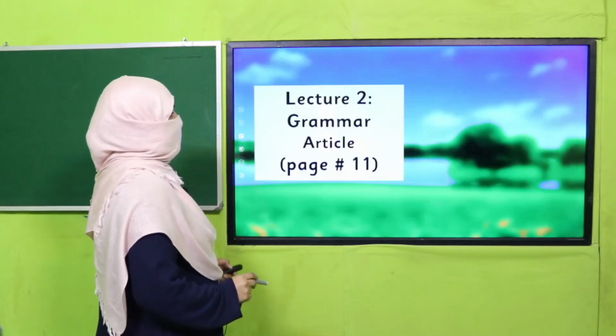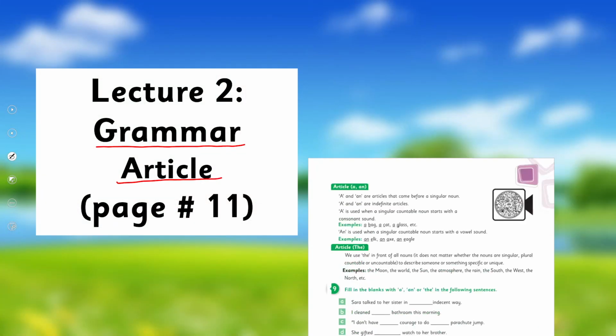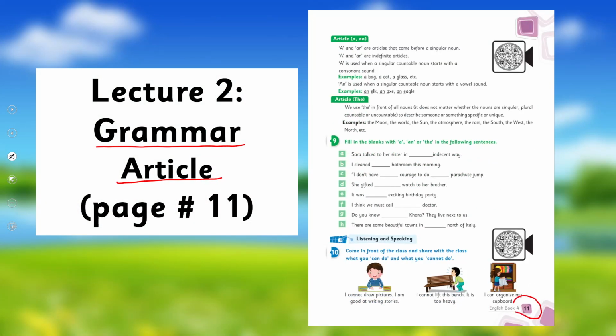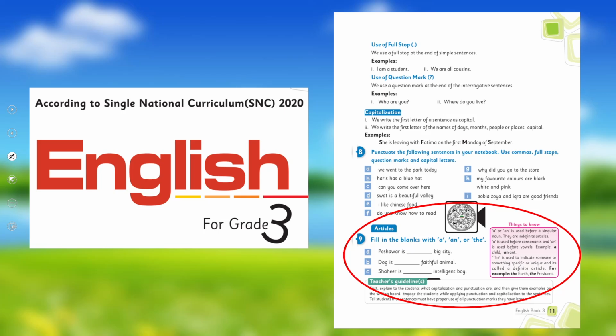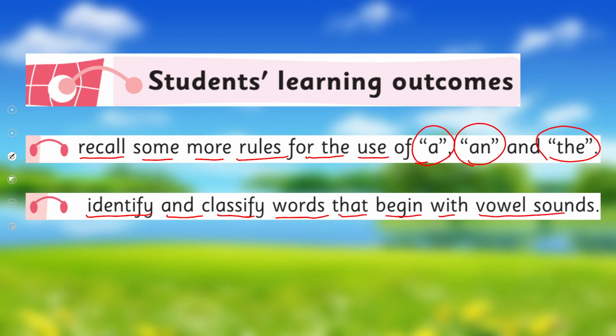Yes, my dear students, today's lecture 2, under the title of grammar, we are going to learn about articles, and we'll cover page number 11 of your book. Before this, in English for grade 3, I have already taught you articles. I hope you remember. If not, you may watch this video again. Today we'll learn further and recall some more rules for the use of a, an, and the. And we'll identify and classify words that begin with vowel sounds. These are our today's SLOs.